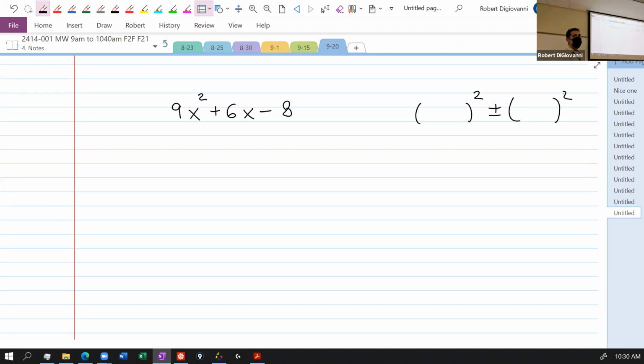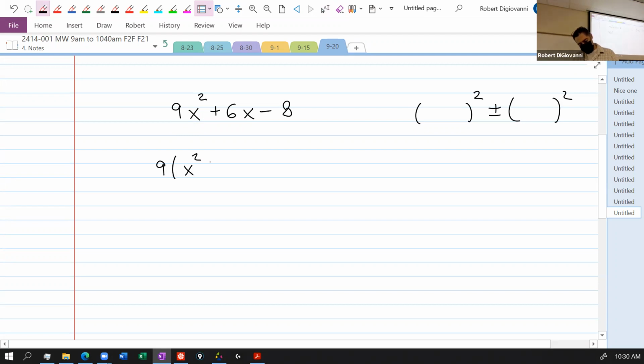No. So I'll remind you, this is why we're doing this. The first step to completing the square is that the number in front of x squared has to be a 1. This number cannot be a 9 to do this. So I'm going to factor a 9 out of everything.